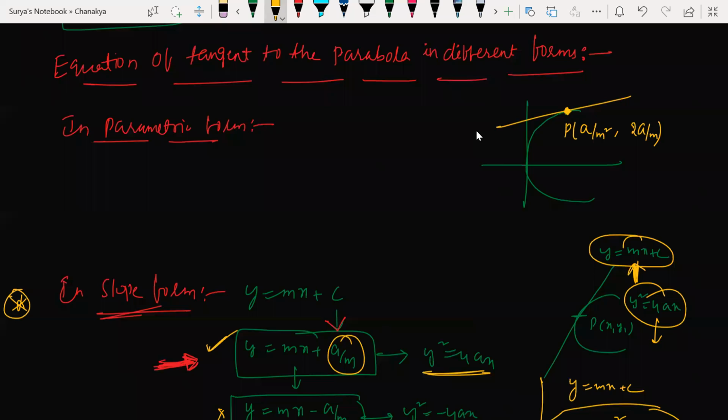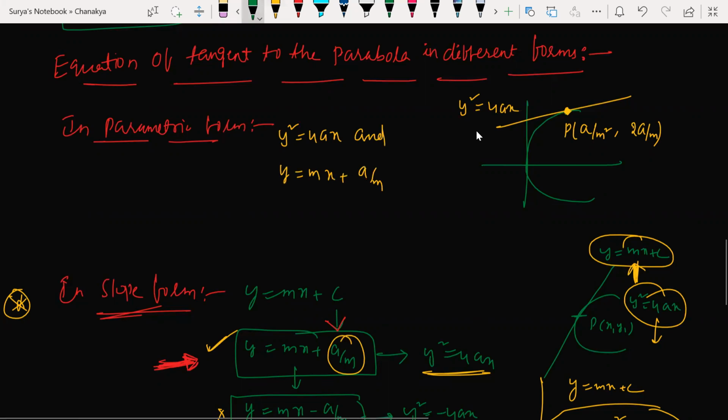Sir, how did you get that point? I'll tell you again. What type of parabola is this? This is a parabola called y² = 4ax. And we have a line. What is the tangent equation? y = mx + c. What was c here? a/m. Getting my point?